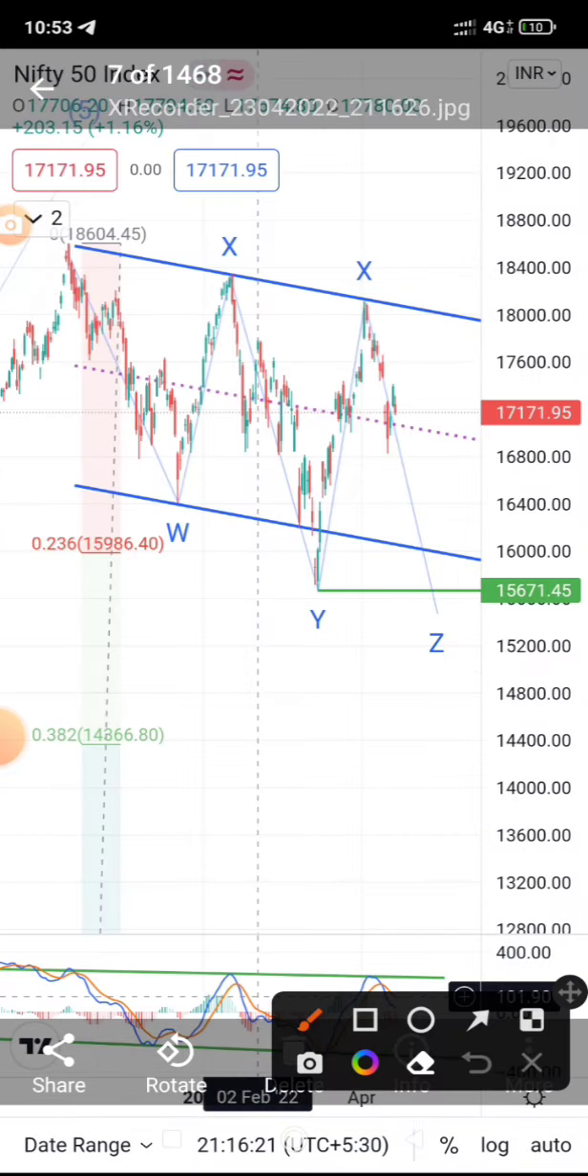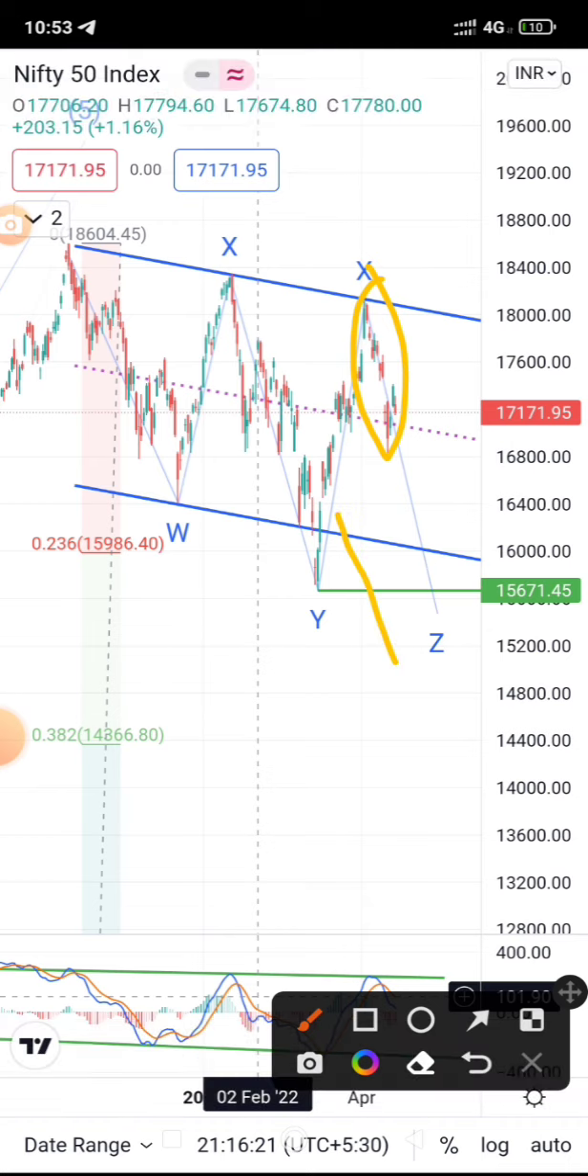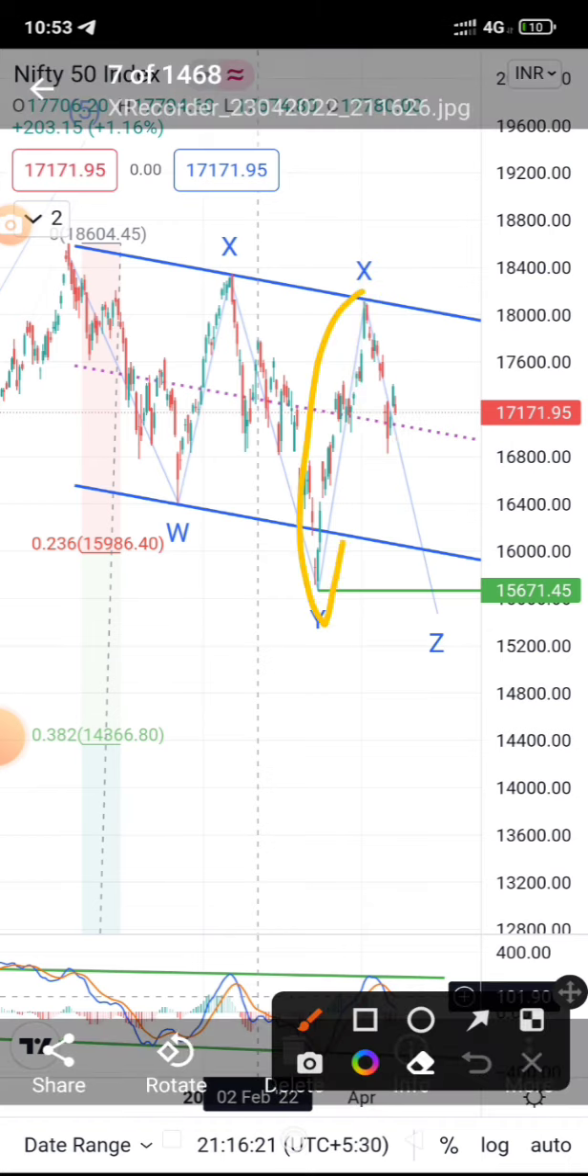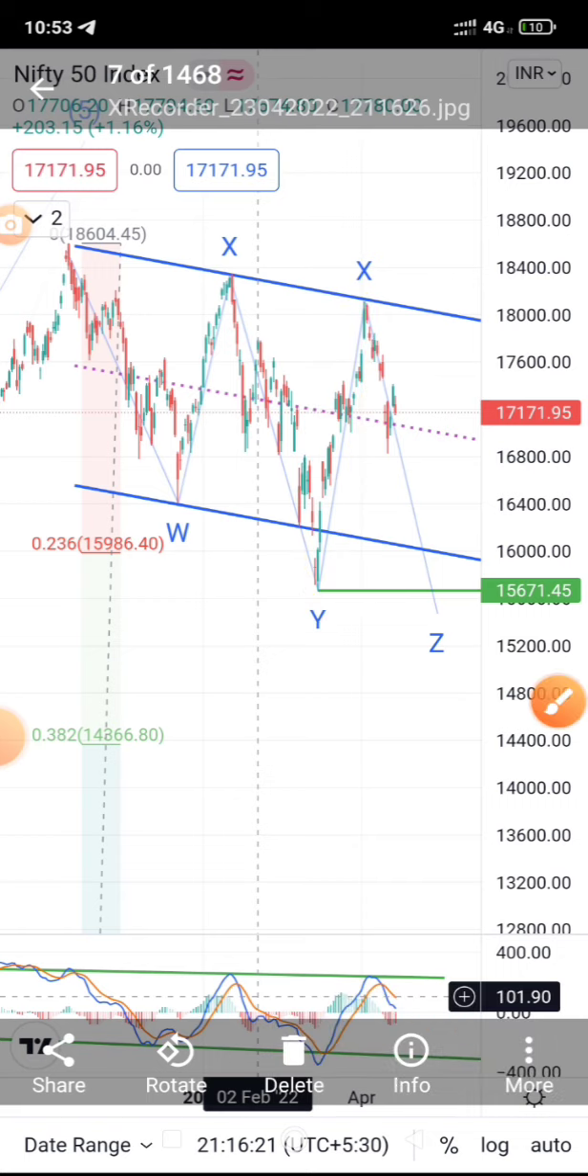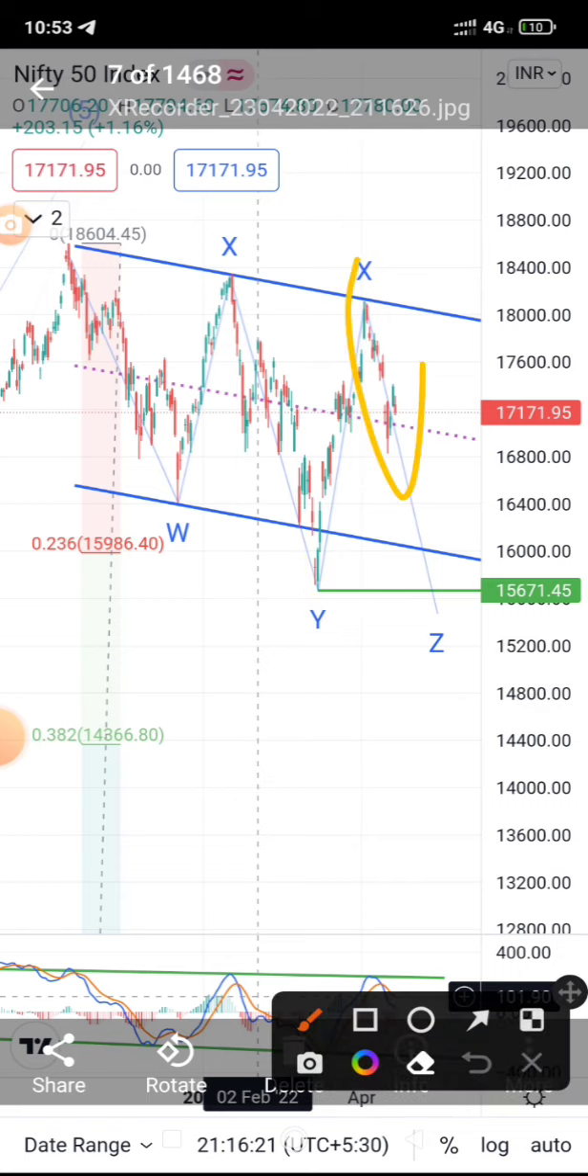So let's check this move. Let's understand this move. We already talked about this move in the last video, so I'm not going to repeat that. You can watch that video again. So let's talk about this move.